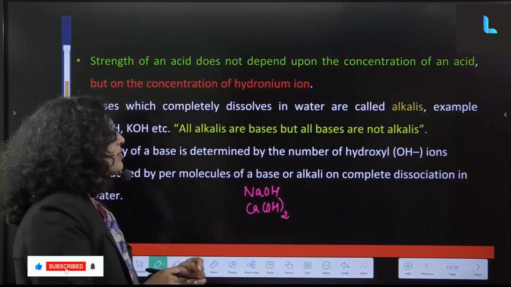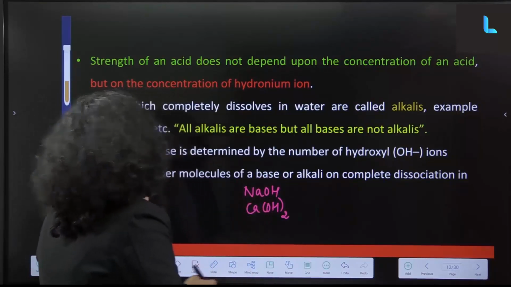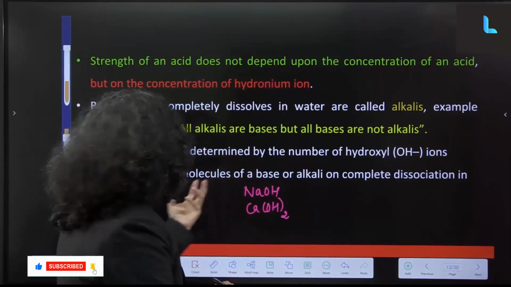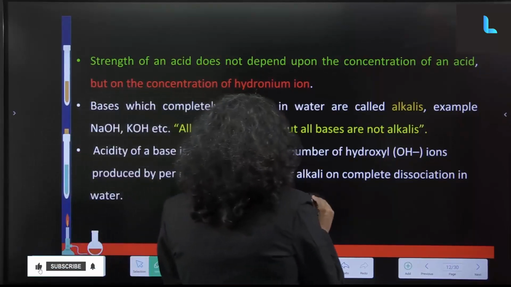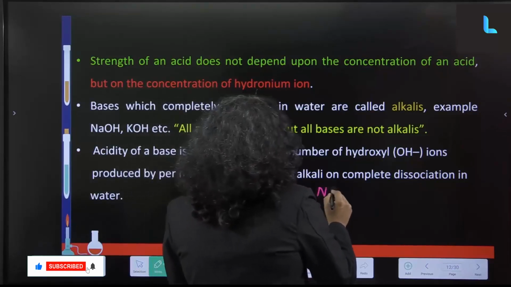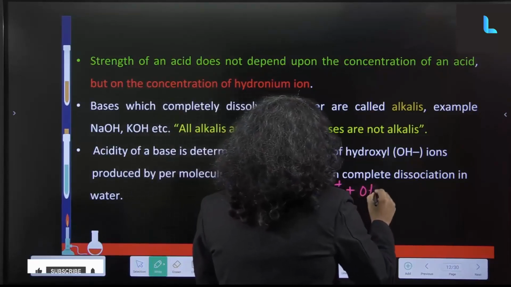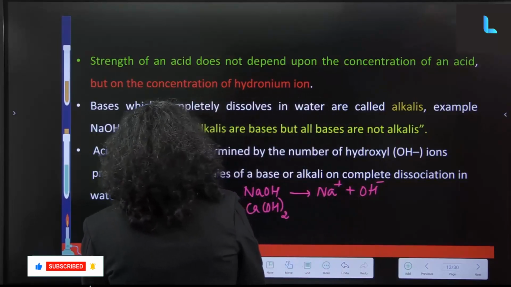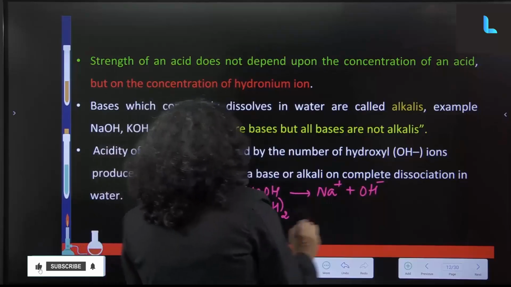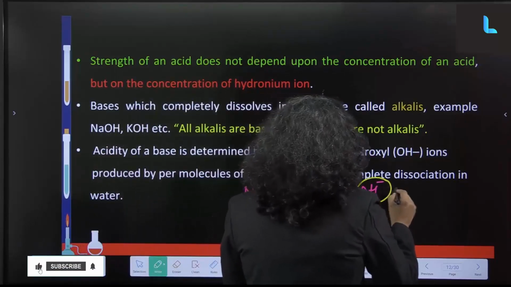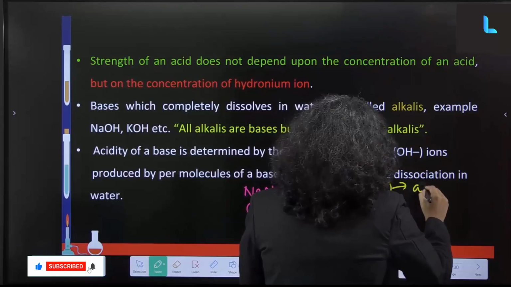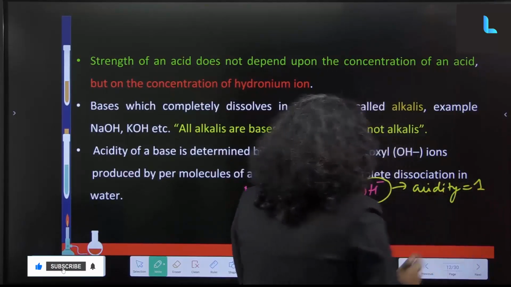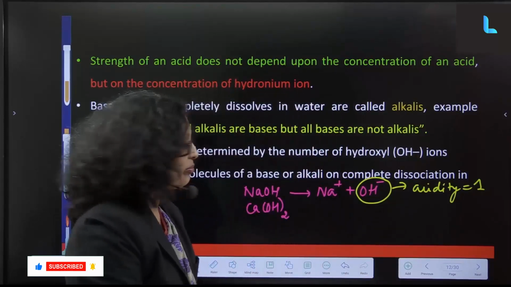Okay. Acidity is determined by the number of OH minus ions produced per molecule of a base, and all alkali, like see, this is called acidity. So NaOH will break into Na plus and OH minus. So how many OH minus ions did we get? We have got here OH minus ion only 1. So what is the acidity? Acidity is 1. Okay. Acidity of this base is 1. That is called a monoacidic base.